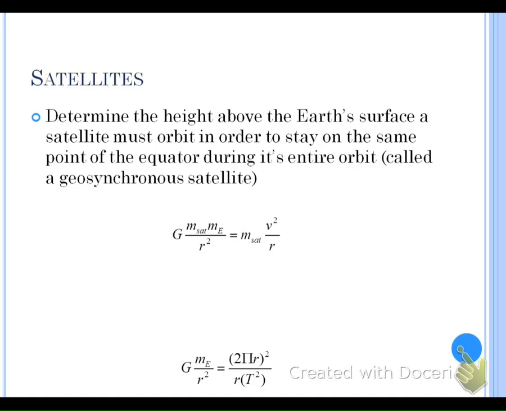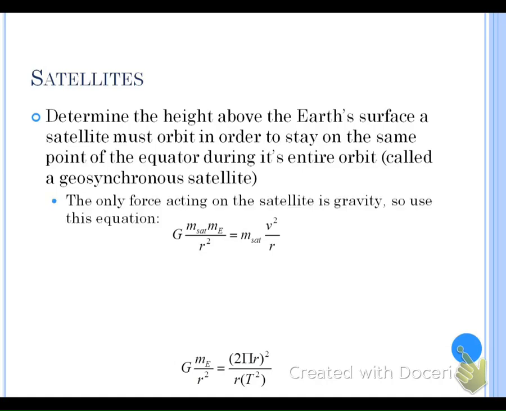We're going to determine the height above the Earth's surface a satellite must orbit in order to stay at the same point on the equator during the whole orbit. They call these satellites geosynchronous satellites, because they stay in the same spot on the equator the whole time. We're going to use this equation here to solve for our height. If we're going to solve for height above the Earth, what variable does that mean we're going to be solving for?